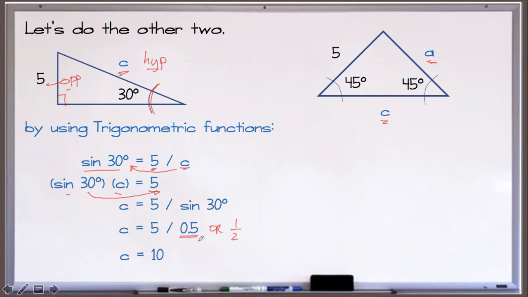So, makita nyo, sa special triangle na 30 degrees, itong opposite side is always kalahati ng hypotenuse. Kalahati. Lumaki man lumiit itong triangle, the ratio remains the same. Sine 30 is always 1/2. It will not change. Always 1/2.